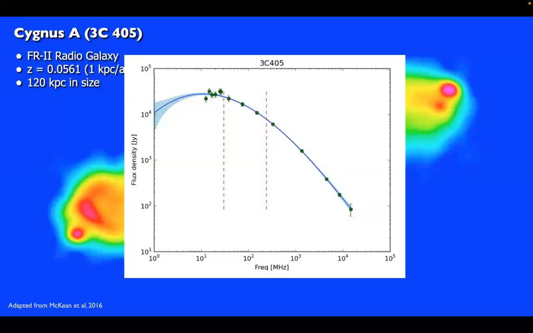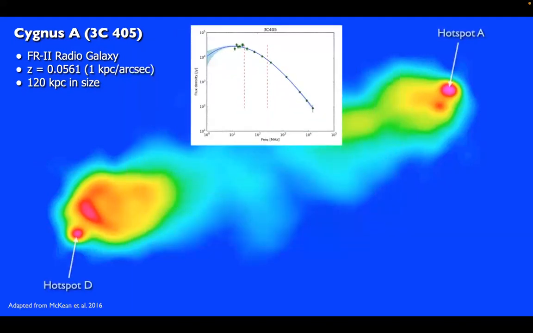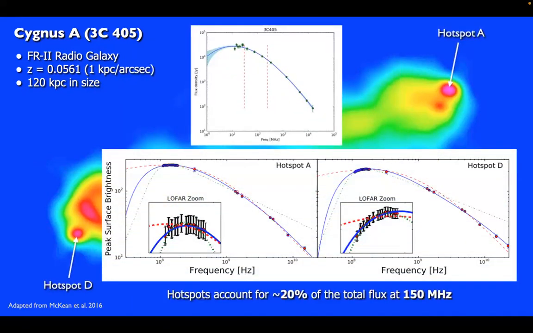But the most interesting thing is the hotspots, because it was shown in 2014 that the hotspots have a curvature, so they have an inverted spectrum at lower frequency, and they account for almost 20% of the total flux, which is not so negligible. Why am I saying that?